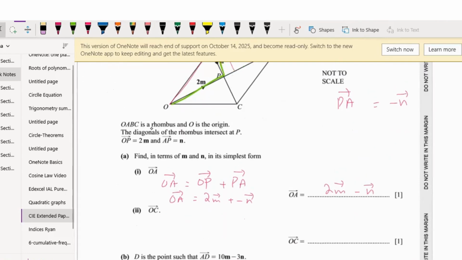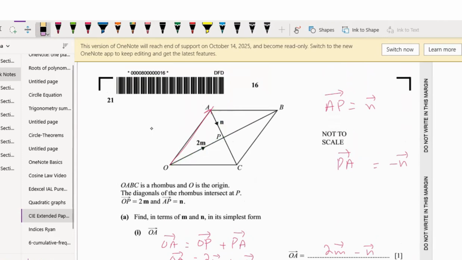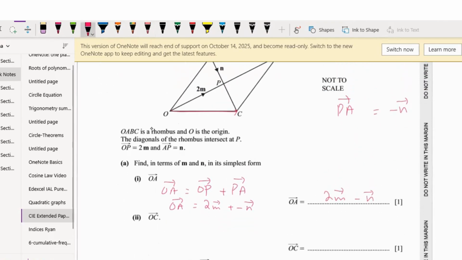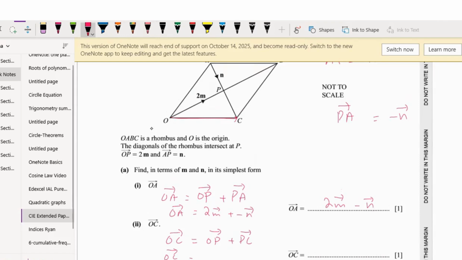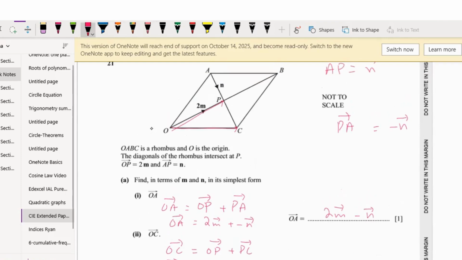OC. Part 2 is we gotta find O to C. Okay, so now you have to go O to C, okay? To go from O to C, you first have to go O to P and then P to C, okay? So to go OC, you can go O to P plus P to C, okay? But the condition is you should know if the values are given for those vector lines. You are given O to P, that is 2m, okay? So we will write 2m. But the thing is, we are not given P to C. Do you have P to C?